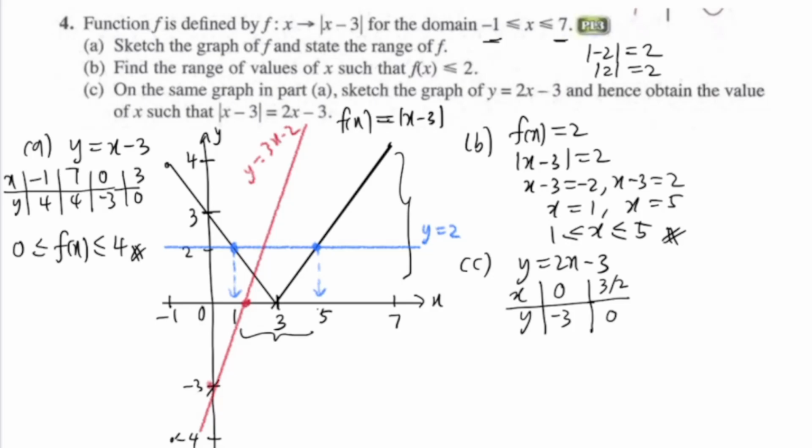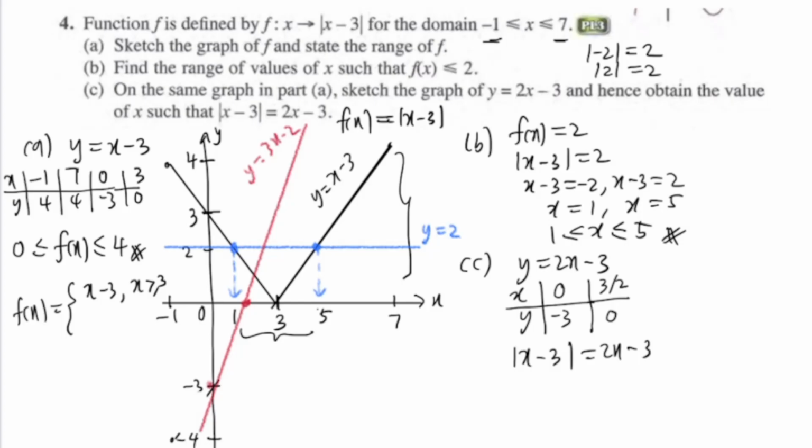So now, how do you obtain the value of x for which modulus x minus 3 is equal to 2x minus 3? The first thing I'd like to point out again is that when you modulus a graph, there are actually two parts to it. The positive side of the graph is represented by x minus 3. So we say f(x) is x minus 3 for x more than or equal to 3. For this part of the graph on the right-hand side, which I highlighted here, it is represented by the function y equals x minus 3.